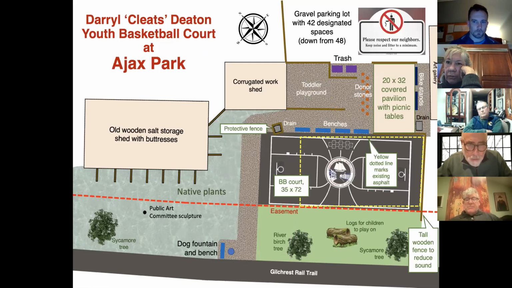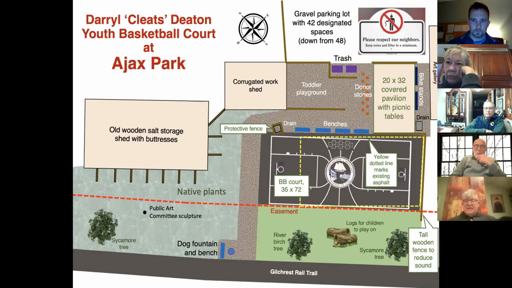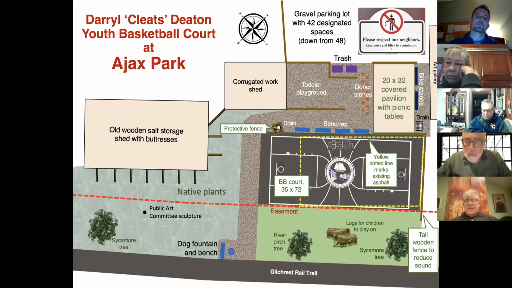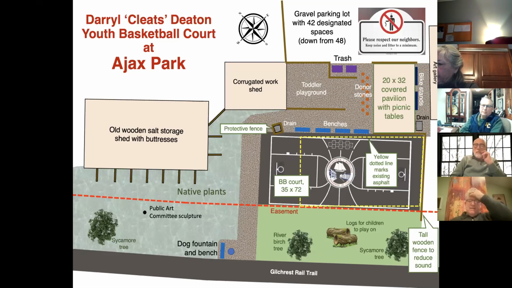So the most important change is that we've reduced the size of the basketball court. Again, the yellow dotted line is the existing asphalt. So it would be a bit longer than the existing asphalt, but 12 feet shorter than what we had proposed before. What we proposed before had been the length of a standard high school basketball court. So this is a major change because this will be a less than standard size court.